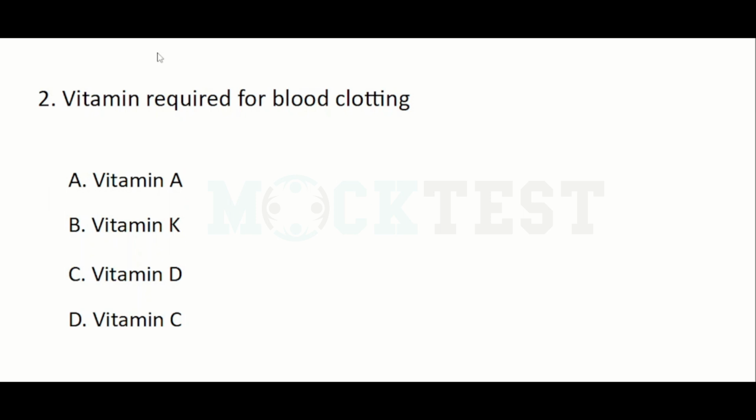Next question. Vitamin required for blood clotting. Option A, vitamin A. Option B, vitamin K. Option C, vitamin D. Option D, vitamin C. Vitamin required for blood clotting is vitamin K.